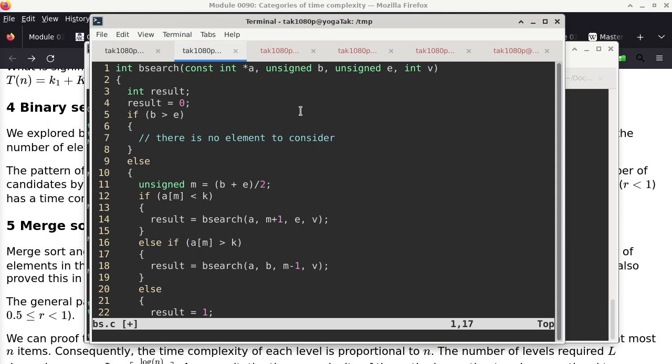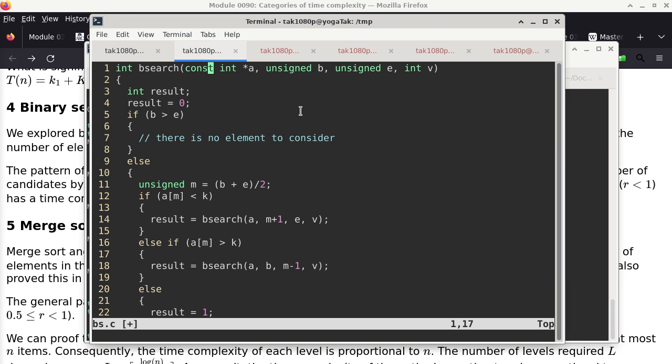So the initialization of result, constant time. Whether B is greater than E, constant time. In the else case, the calculation of M, constant time. Checking whether A bracket M is less than K, constant time. Whether it's greater than K, also constant time. So the only thing that is not constant time would be line 14 and line 18 in the recursive call. So the recursive call, generally speaking, has about 1/2 of the elements, the remaining elements, as the number as n.